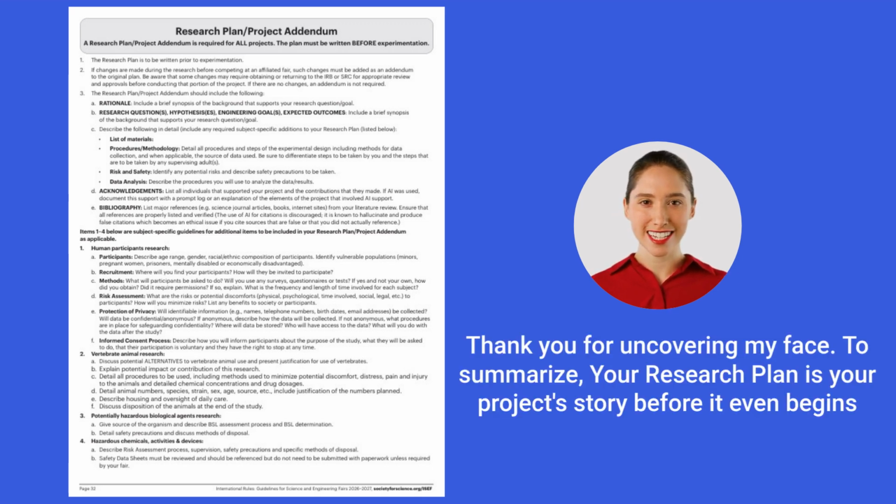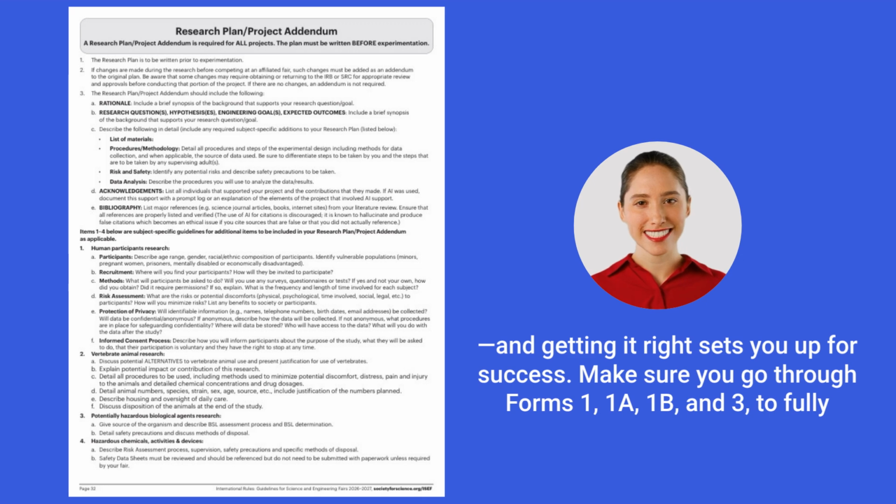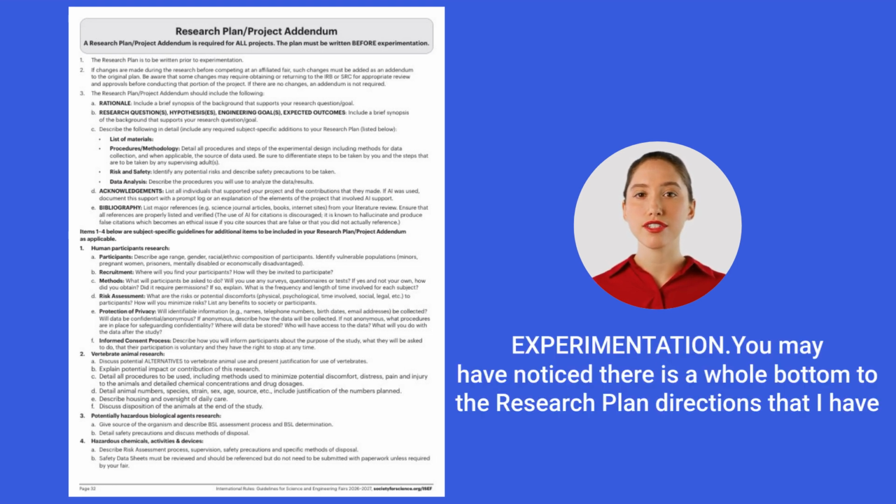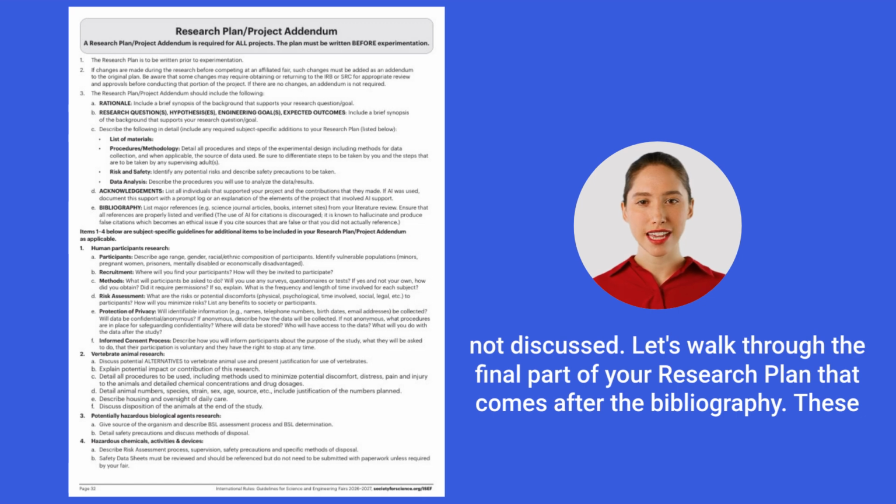To summarize, your research plan is your project story before it even begins, and getting it right sets you up for success. Make sure you go through Forms 1, 1A, 1B, and 3 to fully understand the minimum forms that will be needed to turn in before you begin experimentation. You may have noticed there is a whole bottom to the research plan directions that I have not discussed. Let's walk through the final part of your research plan that comes after the bibliography.